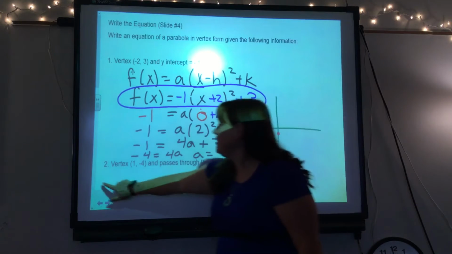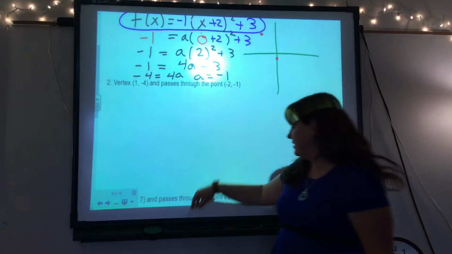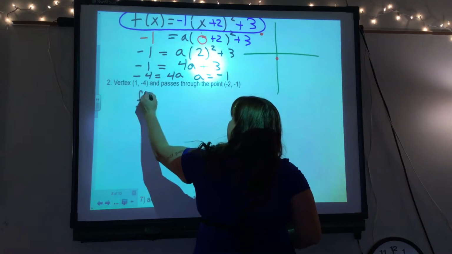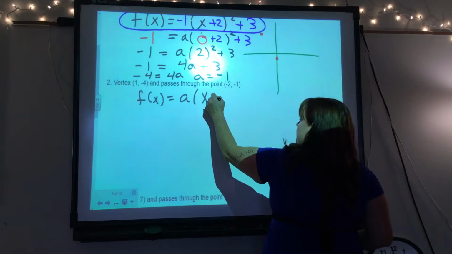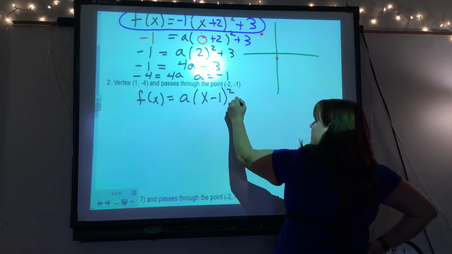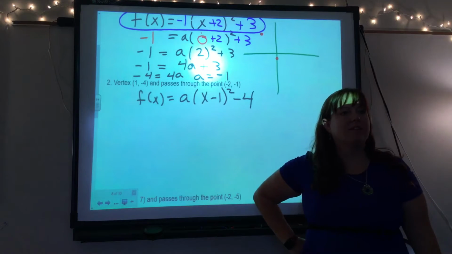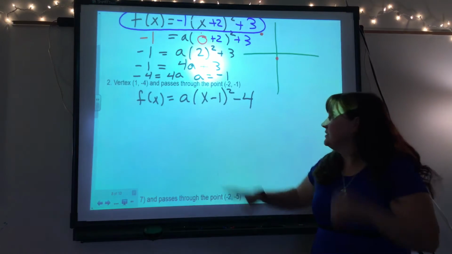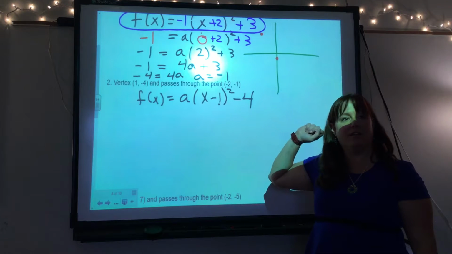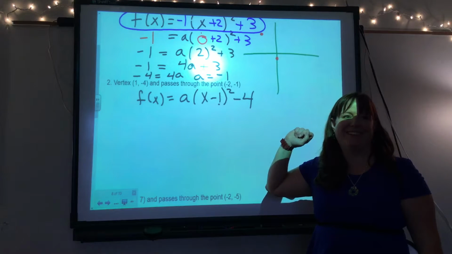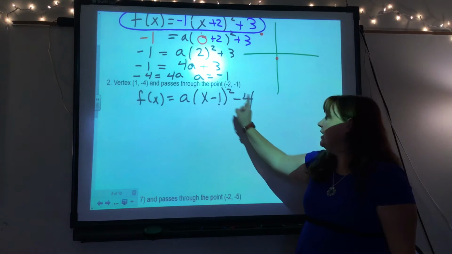Okay, let's try another one. If the vertex is at 1, -4, and it passes through this point, it's going to be f of x equals a times x minus 1 squared, and then minus 4. Do you agree? Yes. Excellent. This is good because we have the opposite of what we want here, and we have the right thing there.